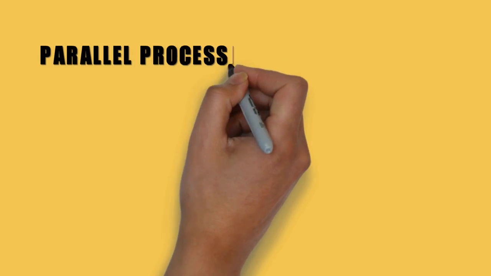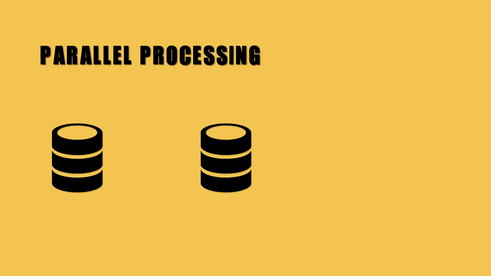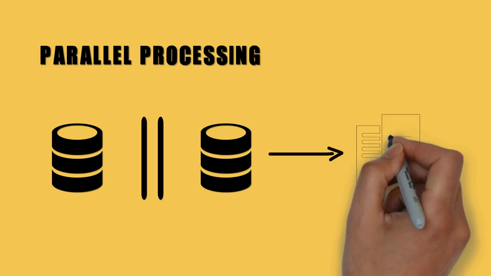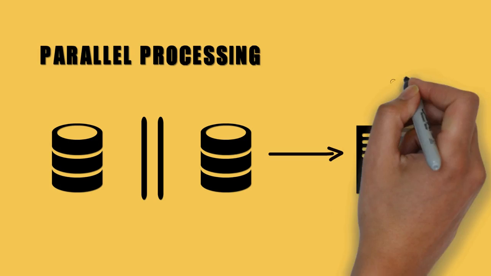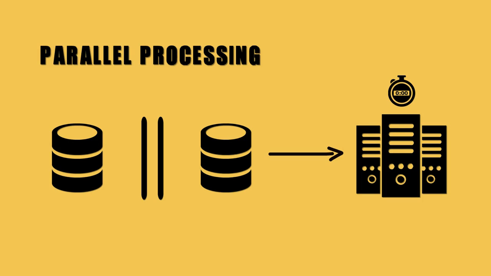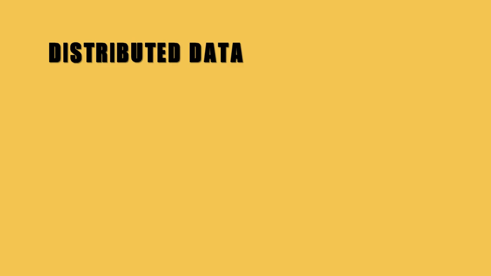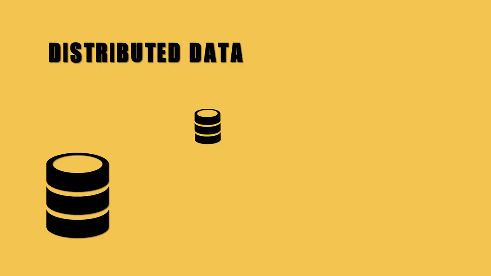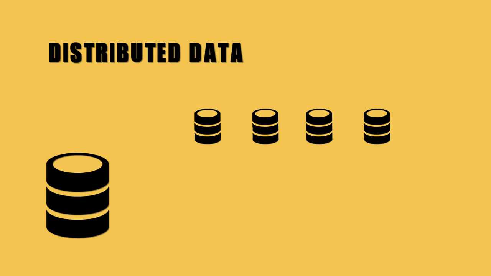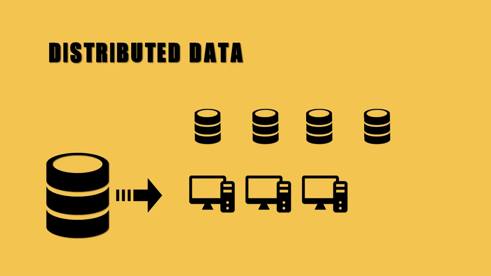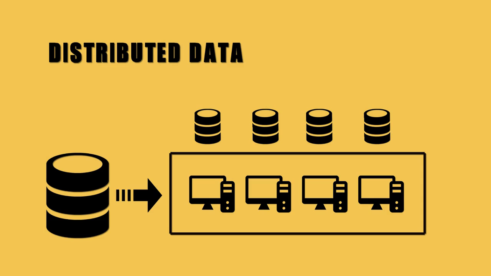The next important feature on the list is that Hadoop supports parallel processing of data. Therefore, the data can be processed simultaneously across all the nodes within the cluster, thus saving a lot of time. The next important feature offered by Hadoop is distributed data. The Hadoop framework takes care of splitting and distributing the data across all the nodes within a cluster. It also replicates the data over the entire cluster.